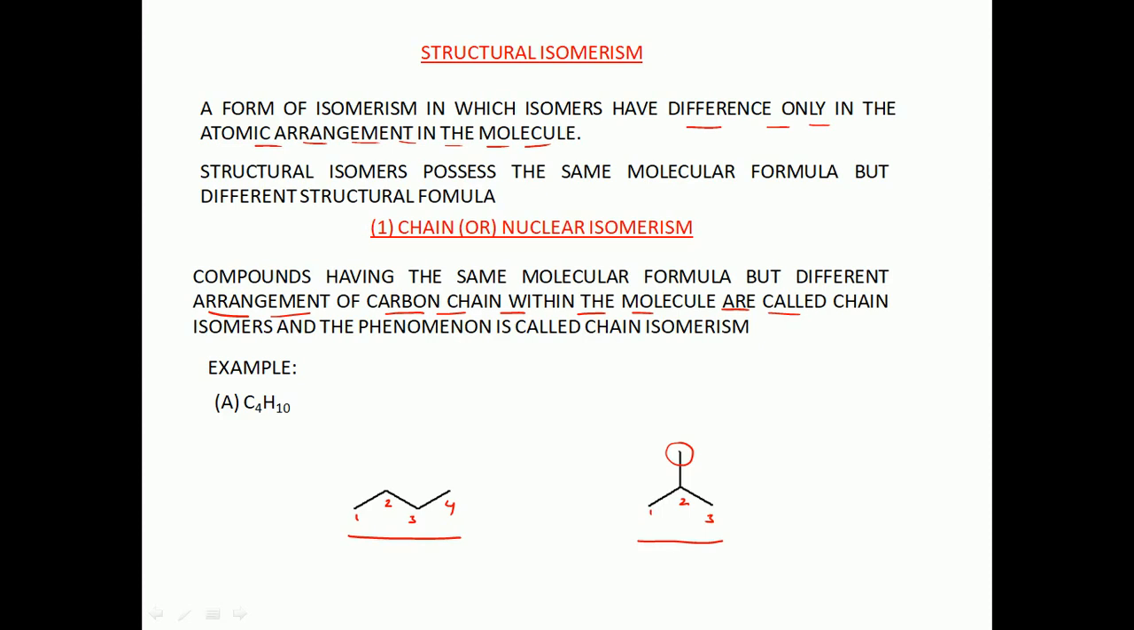I'm again repeating, what are the chain isomers? Chain isomers will have the same molecular formula. They differ only in the number of carbon atoms in the chain. The best example is n-butane and isobutane. Let's go to the next example.